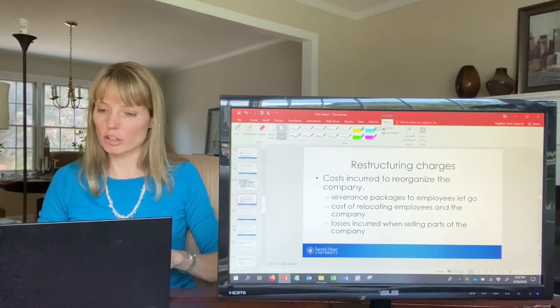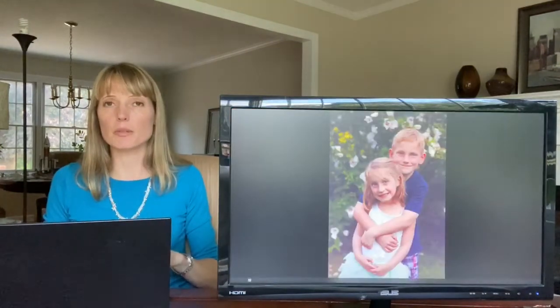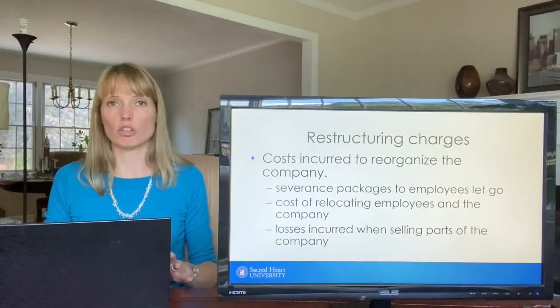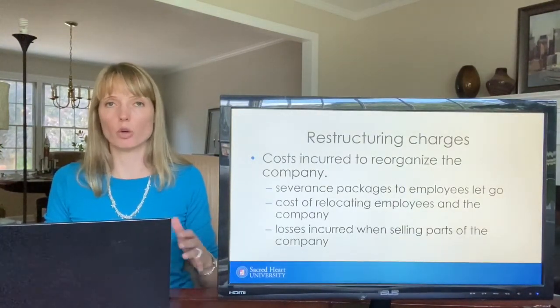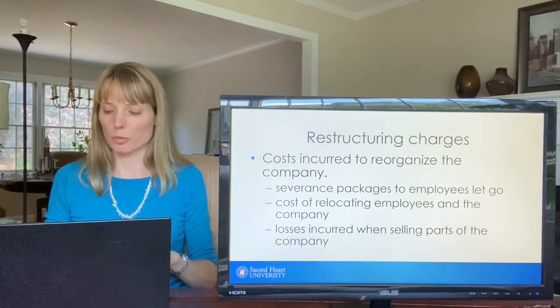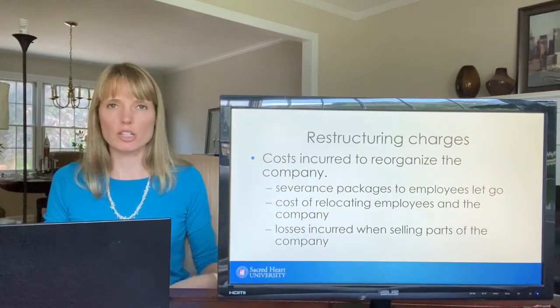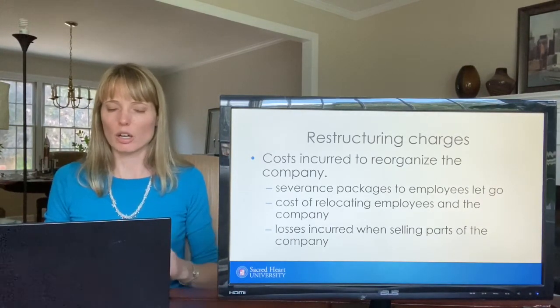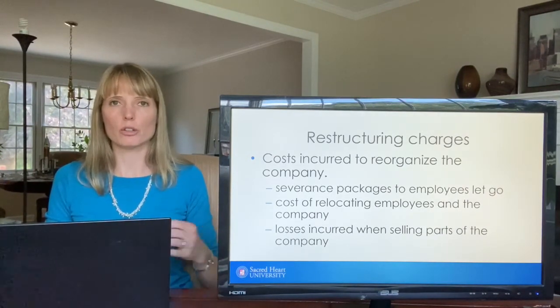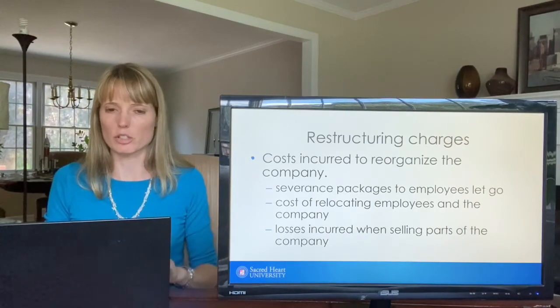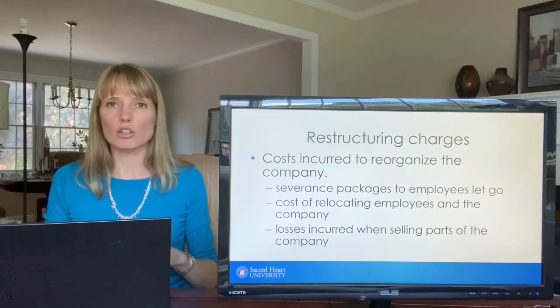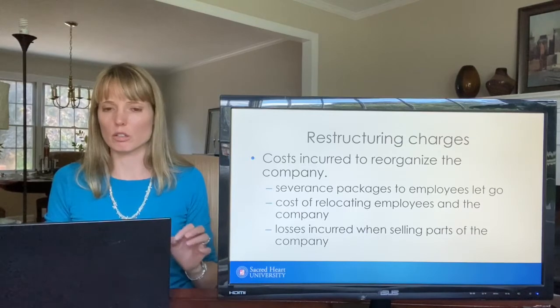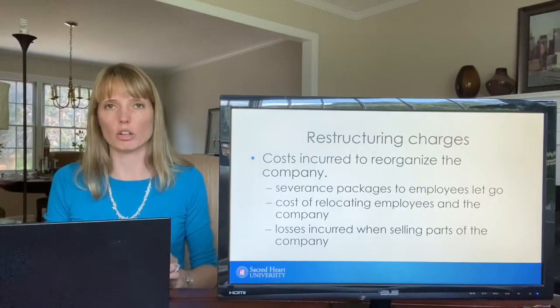Restructuring charges. Restructuring charges are the costs that a company incurs when it has a major reorganization, closing down the corporate headquarters and moving those corporate headquarters to another state, perhaps a state with a lower tax bracket, and that old corporate headquarters becomes, I don't know, maybe a university. That organization that moved its headquarters is going to incur major costs.